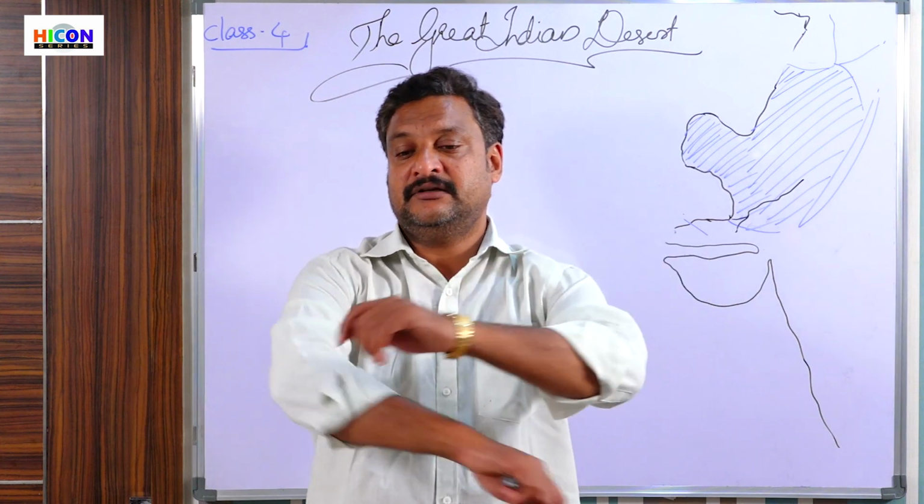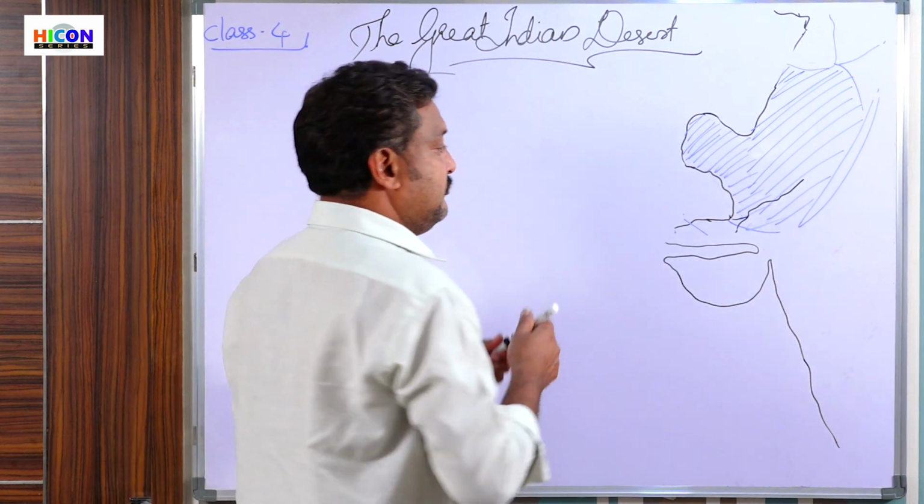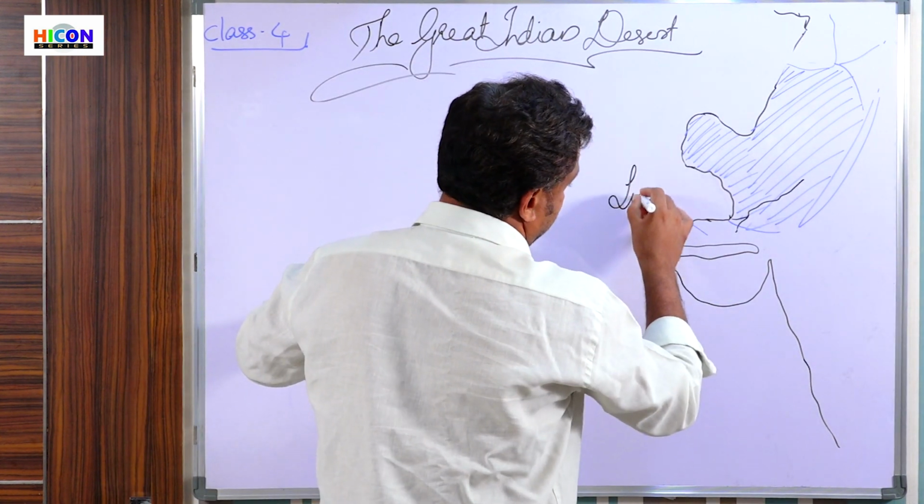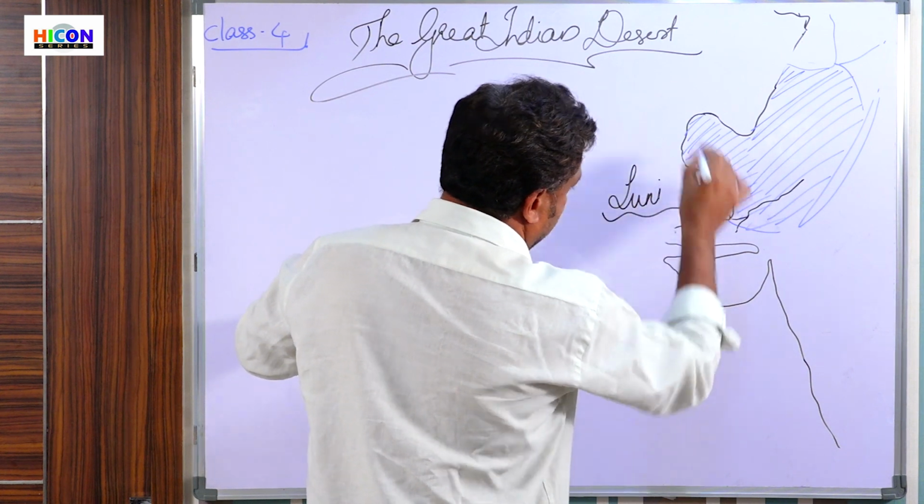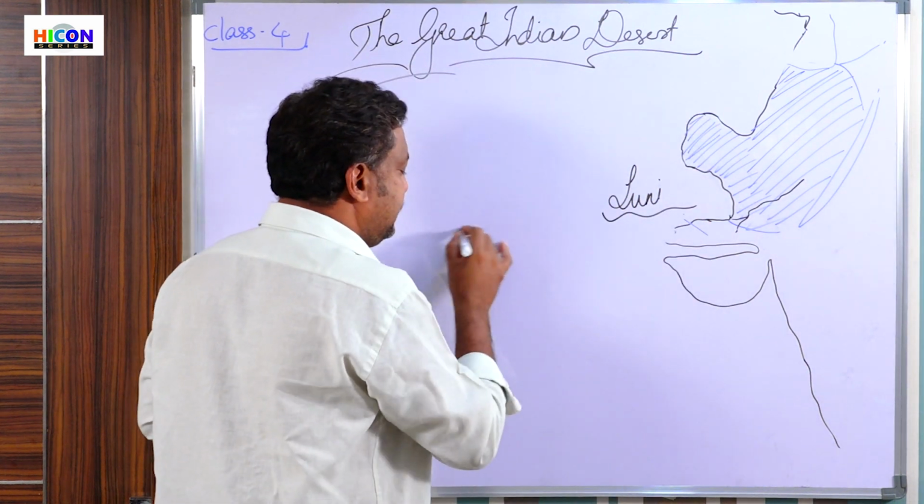That is the river Luni. What is the name of this river? Luni. And Luni is a seasonal river.